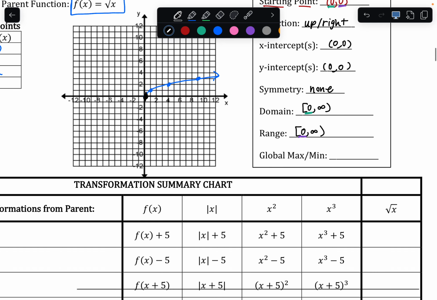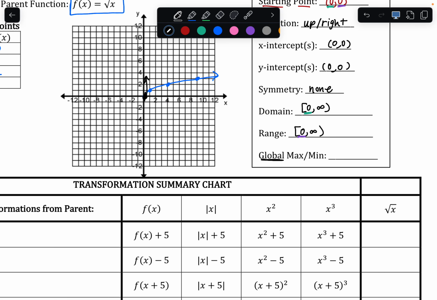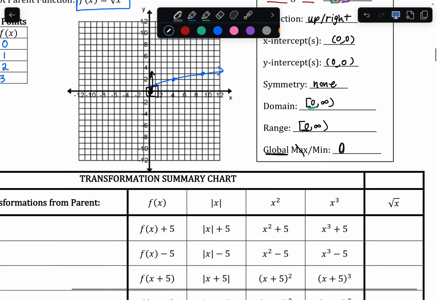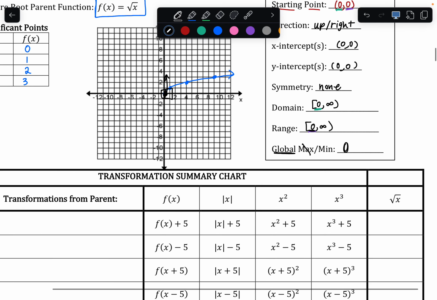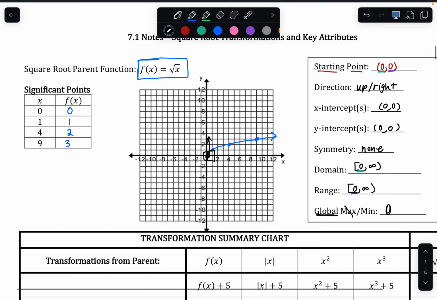And then for a global max or min, because the parent function is going up forever, it is not going to have a global max, but it does have this global min. Okay, the minimum is where that range starts, and so our global min is 0, and we'll want to keep track of that global min when we start finding max and min on intervals. Okay, so that's the parent function.